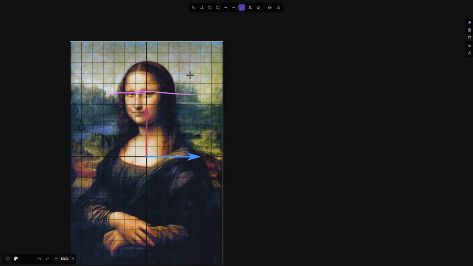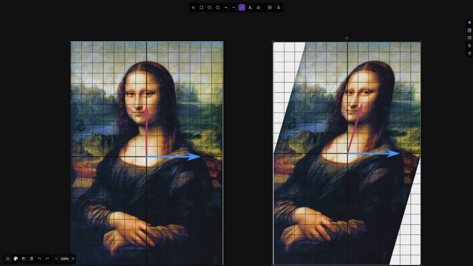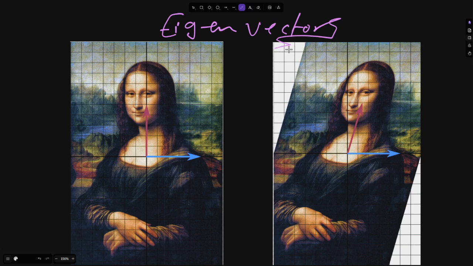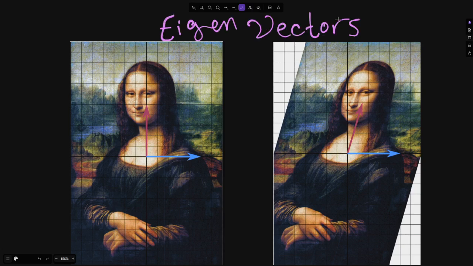Here is where eigenvectors come into play. Look, this image, after it was 90 degrees to the vertical, now it became skewed like that. And here we will learn today about eigenvectors.